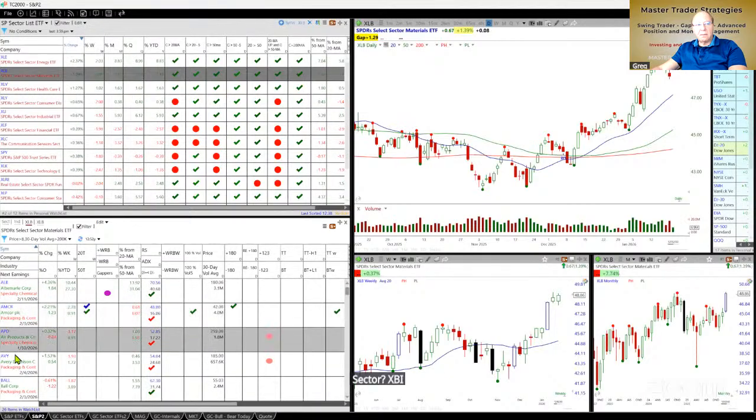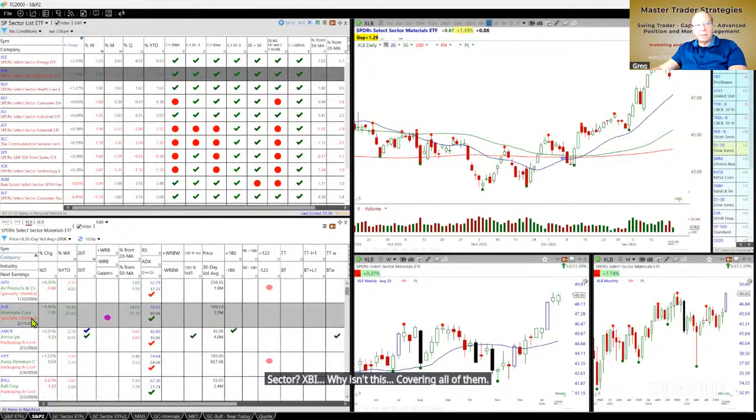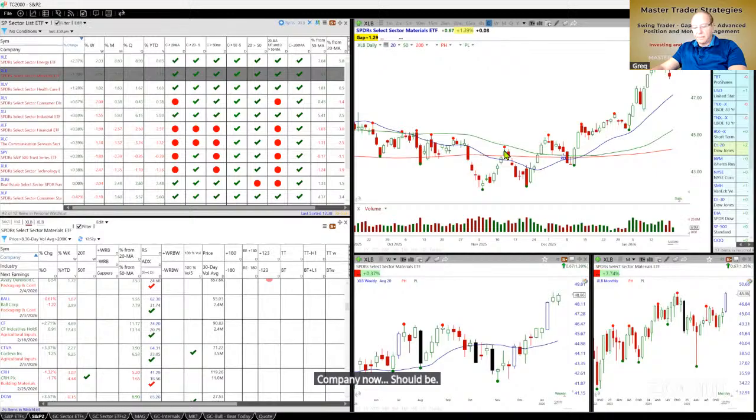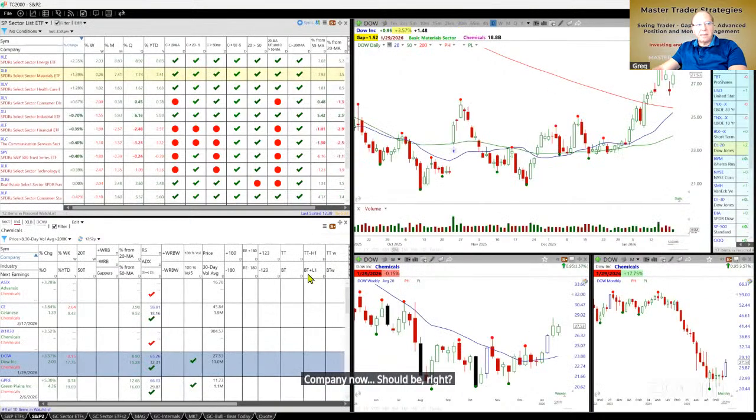XBI. Why isn't this covering all of them? Company Dow. It should be, right? It should just highlight there. There it is. It's in the chemicals. I think it's in XBI. In any event, it's in a sector that's being bought right now.